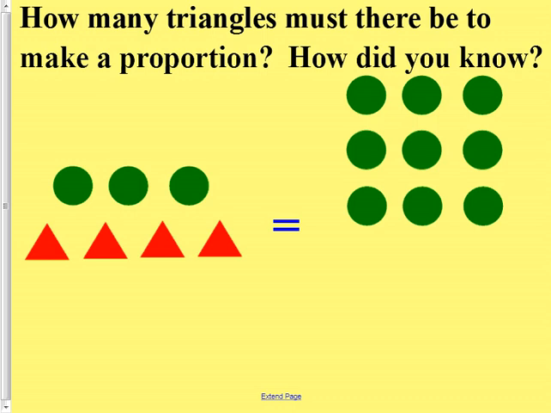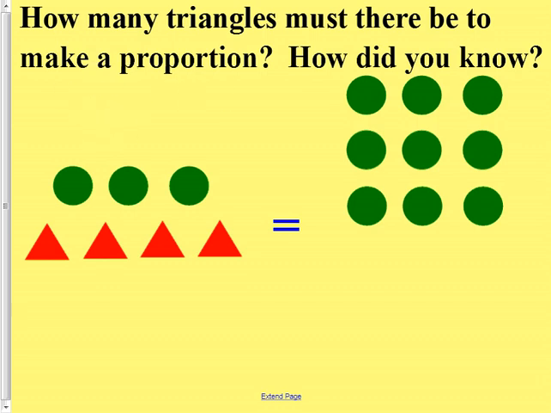Now, another thing that we're asked to do with proportions is, if we're given one ratio, we're asked to find an equal ratio given what one of the numbers is. So, for example, this one's saying how many triangles must there be to make a proportion? And then how did you know? So when we look at this, there are 3 green circles, and there are 4 red triangles. So this shows a ratio of 3 to 4. And then we want to know, well, what would be a ratio equal to that that would have 9 green circles instead of 3.